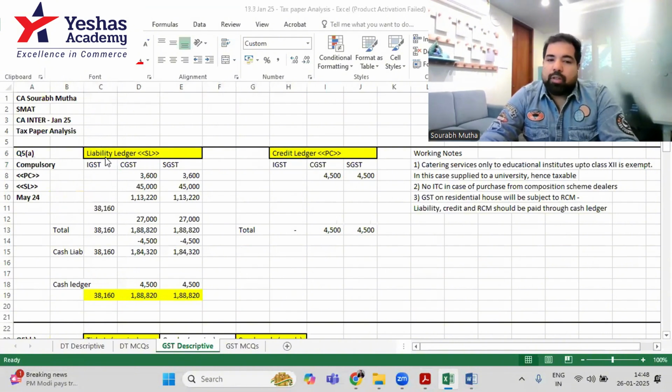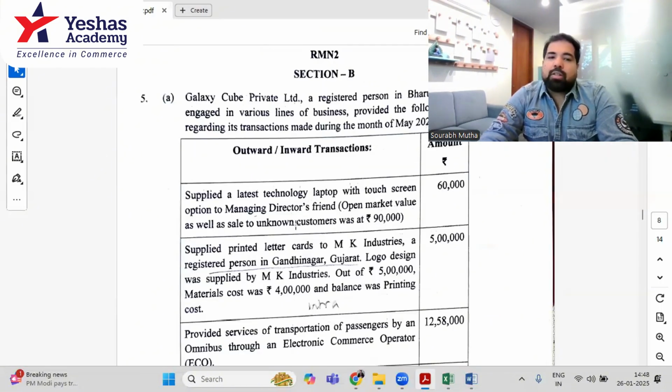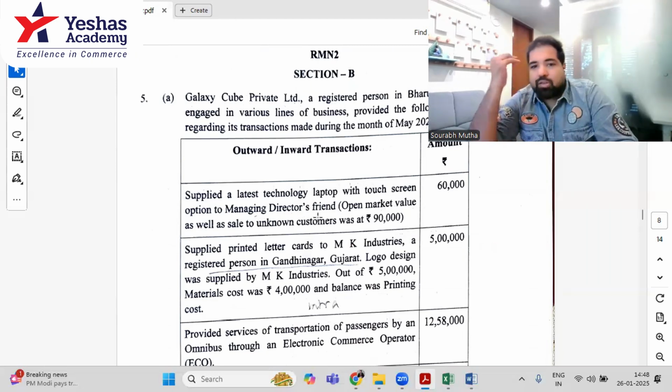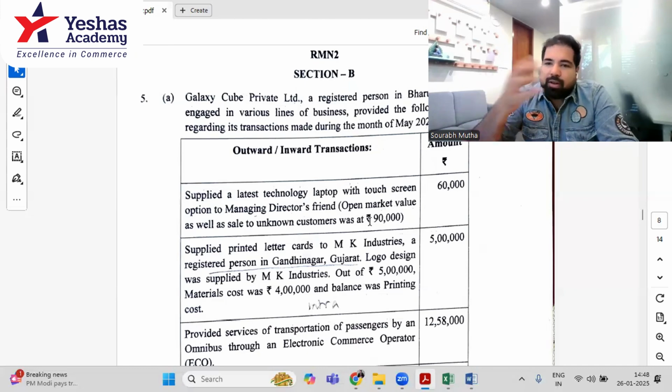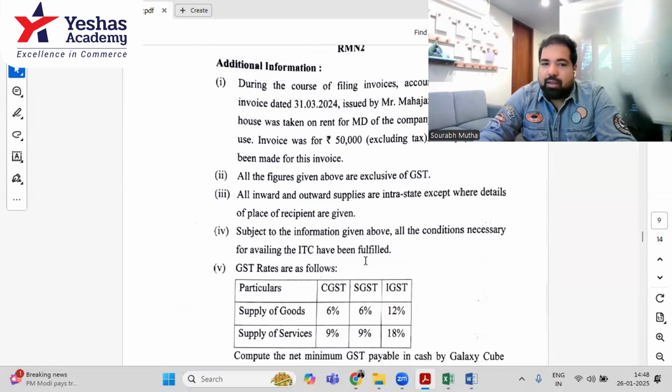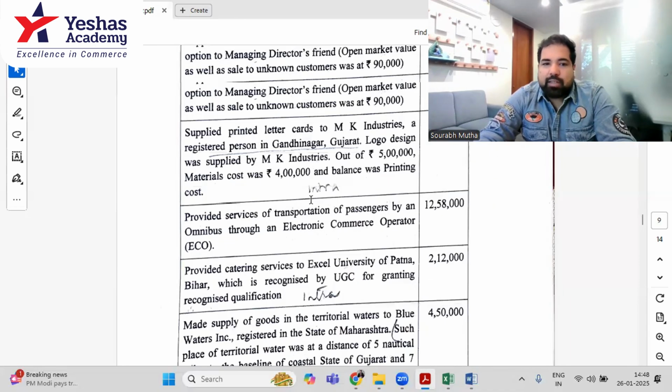Let's see the first one. In the first one, you supplied a laptop with touchscreen to the managing director's friend. It does not matter whose friend you're supplying to. As long as you're supplying for 60,000, open market value doesn't matter. What are you supplying at? 60,000 into the GST rate. It is goods, so the goods GST rate will be 6%. And this is intrastate, yes.